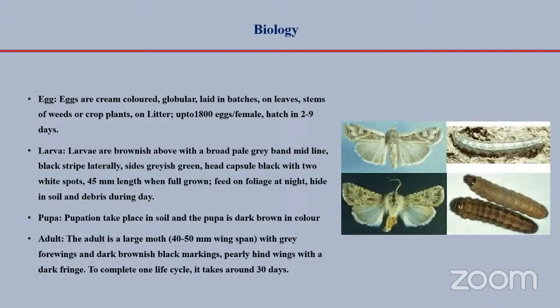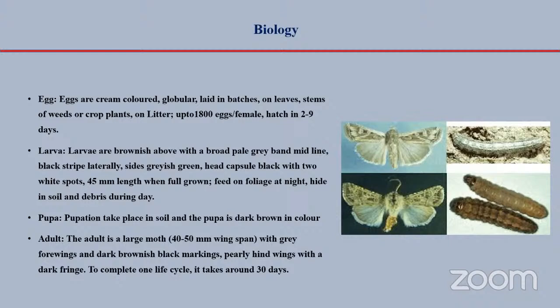You can observe brownish larvae with a broad pale gray band along the midline of the body. There will also be a black stripe laterally, and you can observe grayish green at the sides of the body. The head capsule will be black in color with two white spots. It is also a peculiar character of these cutworm larvae. The fully grown larva will be about 45 mm in length.